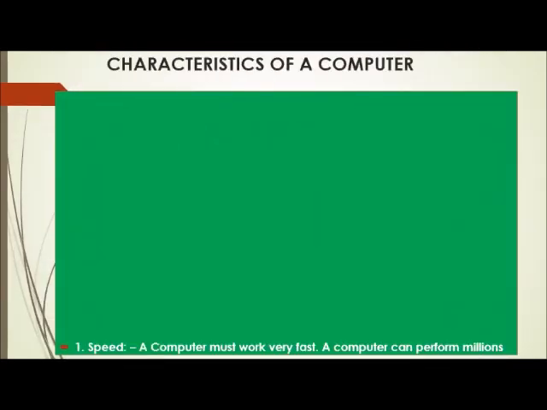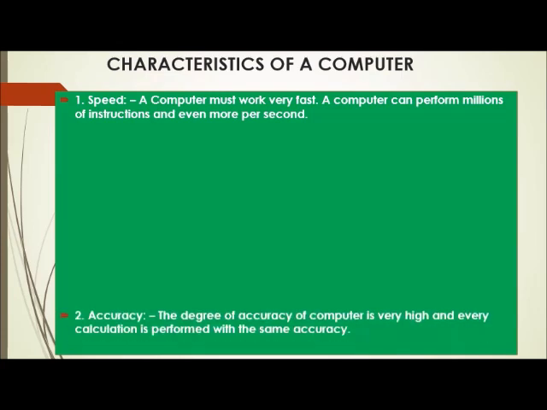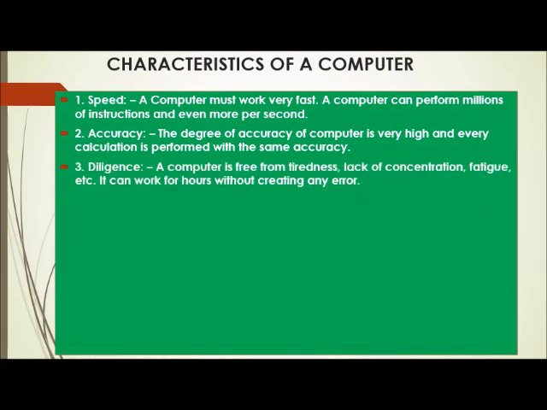Characteristics of a computer. 1. Speed. A computer must work very fast. A computer can perform millions of instructions and even more per second. 2. Accuracy. The degree of accuracy of a computer is very high and every calculation is performed with the same accuracy. 3. Diligence. A computer is free from tiredness, lack of concentration, fatigue, and so on. It works for hours without creating any error.